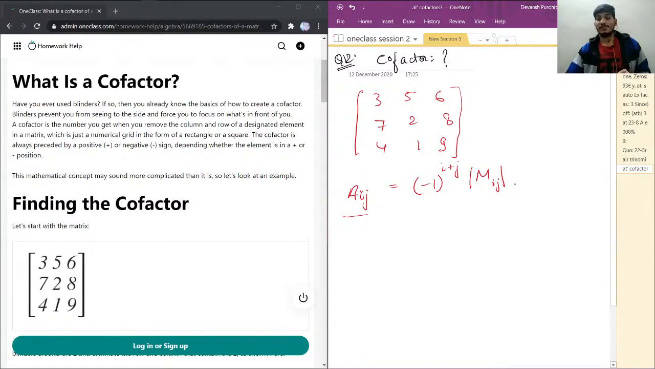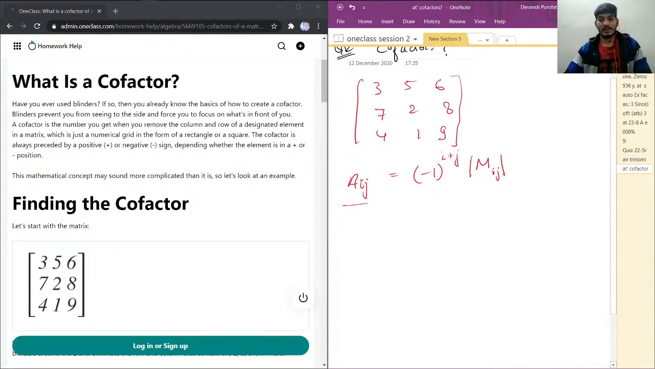So this formula seems to be kind of unknown and difficult, but it is a very simple formula. I will just go with this. So let's say we need to calculate the cofactor for 3. So we have this 3. Then we can see the position of 3 is 1, 1. Now to calculate the cofactor, we have this formula, and I'll just skip this part and first calculate the minor.